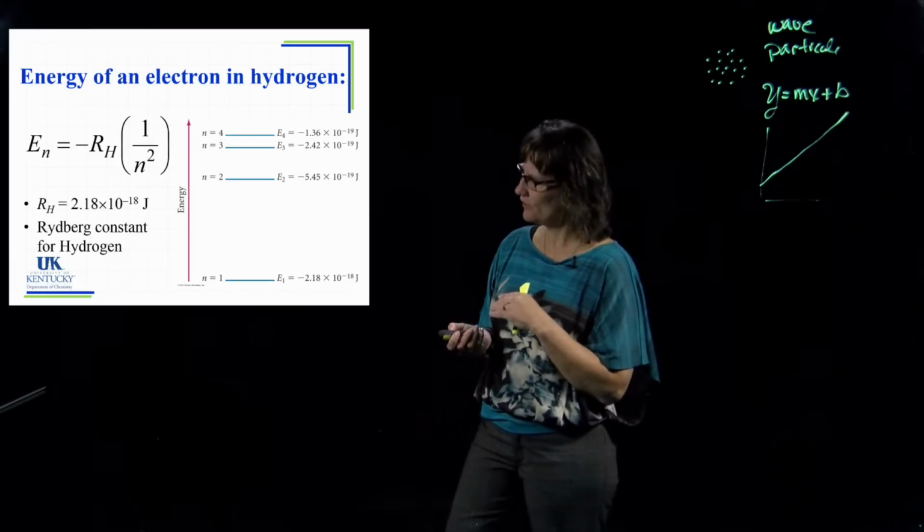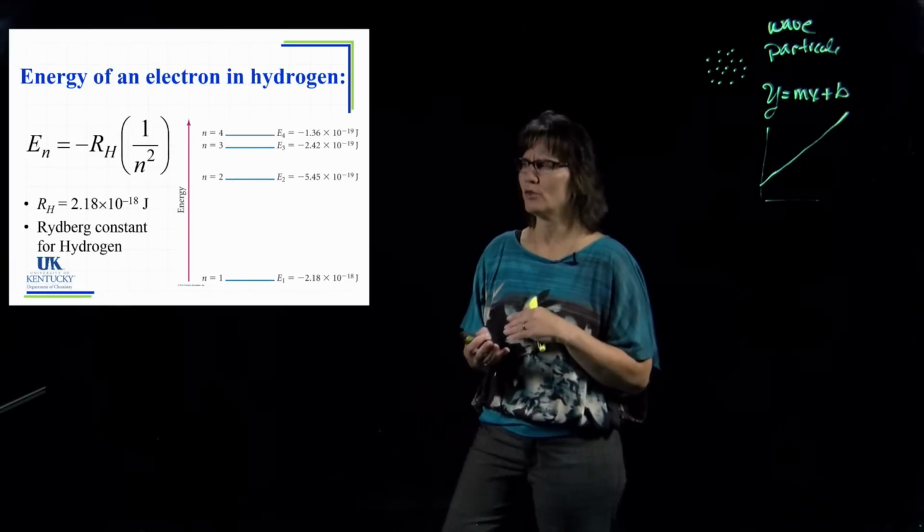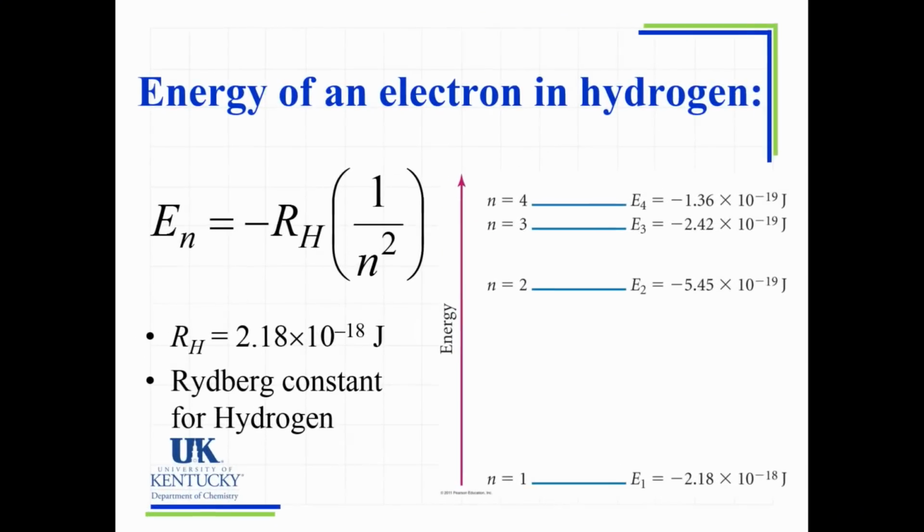And what this gives us is this progressive energy. Now notice how when N equals 1, the value is negative 2.18 times 10 to the minus 18. An electron has a negative energy when it's associated with an atom. And the closer it gets, the lower its energy. So when it's N equals 2, okay, it is not quite as negative. Negative 5.45 times 10 to the minus 19. That's what happens when you put N equals 2 in there.